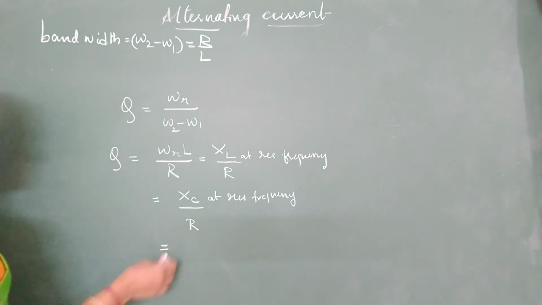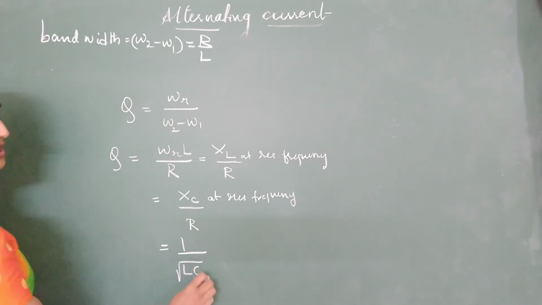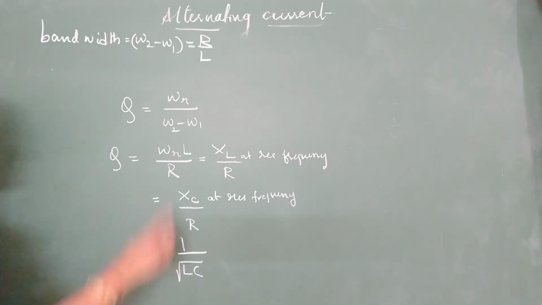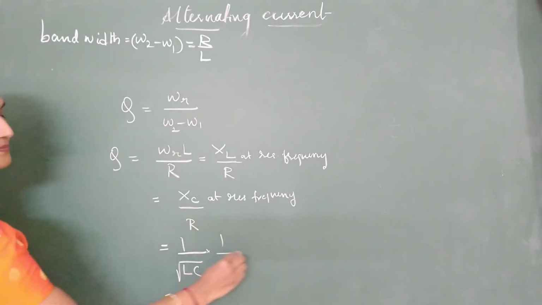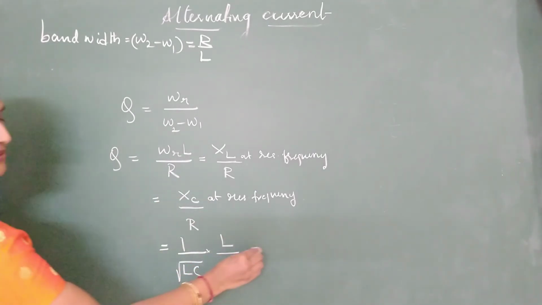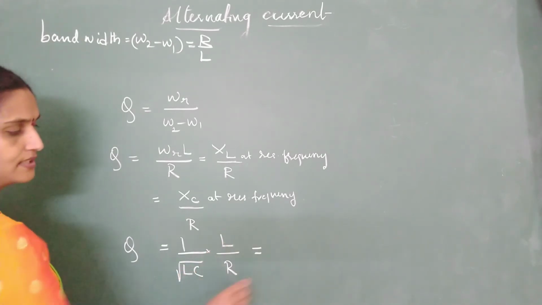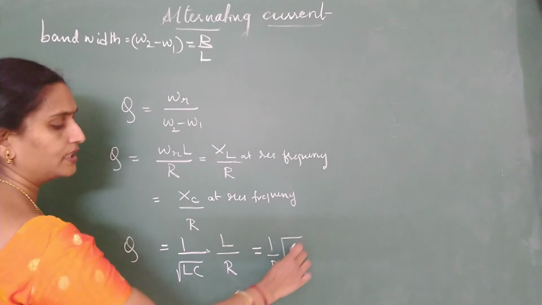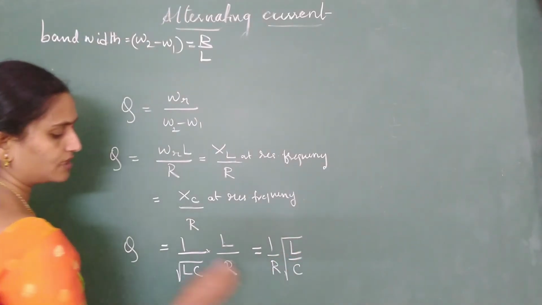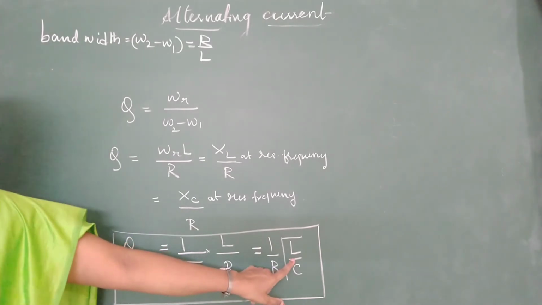Or you can further modify it. See, if I replace omega R as 1 by root LC. Okay, we know resonating frequency depends on inductance and capacitance. Whereas bandwidth is equal to R by L. So on reversing it will become L by R. So simplify this relation in terms of L, C and R. What is quality factor Q equal to? L and root L will get cancelled. 1 by R under root L divided by C. So this expression gives you quality factor in terms of resistance, capacitance and inductance.